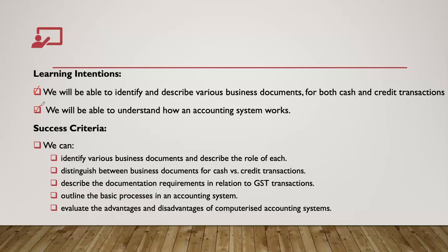So by the end of this video and your textbook questions, you should be able to identify various business documents and describe the role of each. You should be able to distinguish between documents for cash and credit transactions. And you should be able to use all this information to describe the documentation process in relation to GST. And then we'll quickly outline the process of the accounting system. You might want to have a think about the advantages and disadvantages of using a computerized accounting system, which happens in the real world.